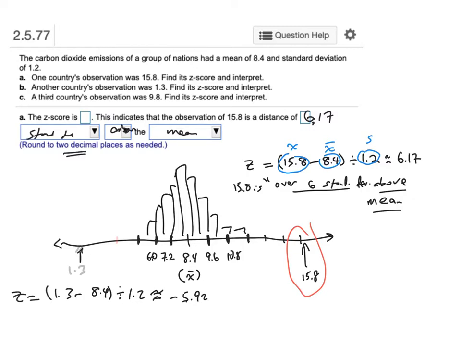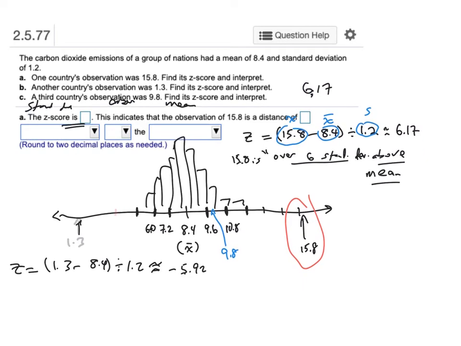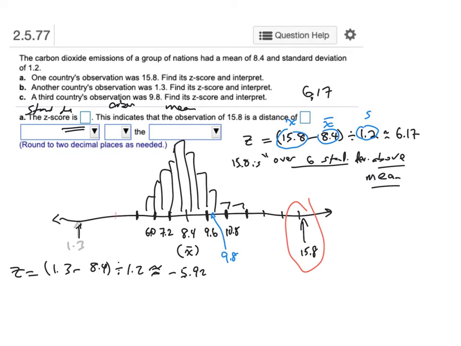And if you draw a picture of what that is, you can see 9.8 would be about here, right? 9.8 would be about there. We can see from the marks that we already put on there that that's a little more than 1 standard deviation above the mean. Remember, here's the mean. Here's 1 standard deviation above the mean at 9.6. So 9.8 is a little bit above that. So this measurement ought to tell me that 9.8 is a little more than 1 standard deviation above the mean. Let's see if that's what we get.